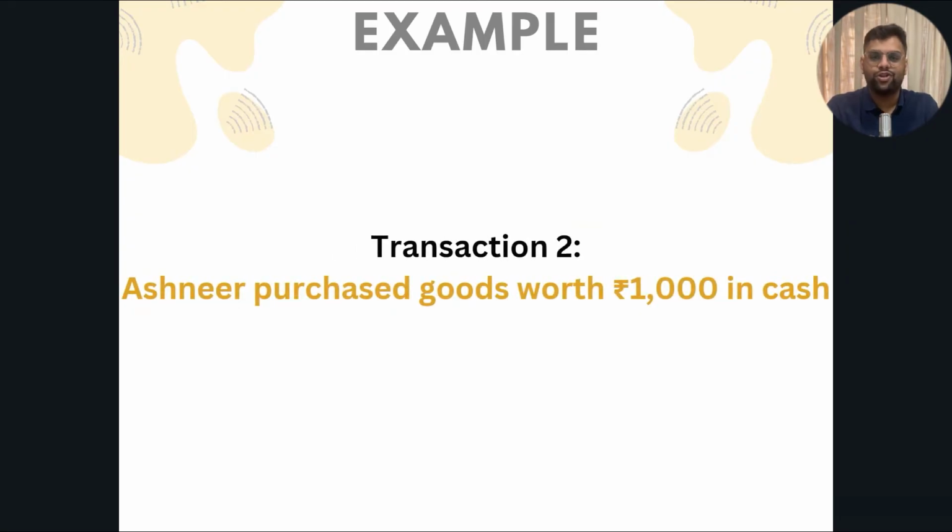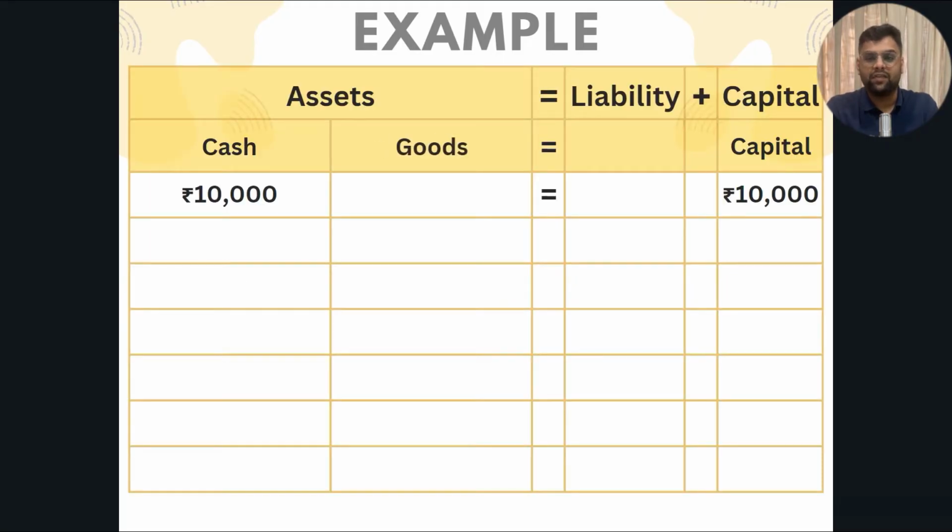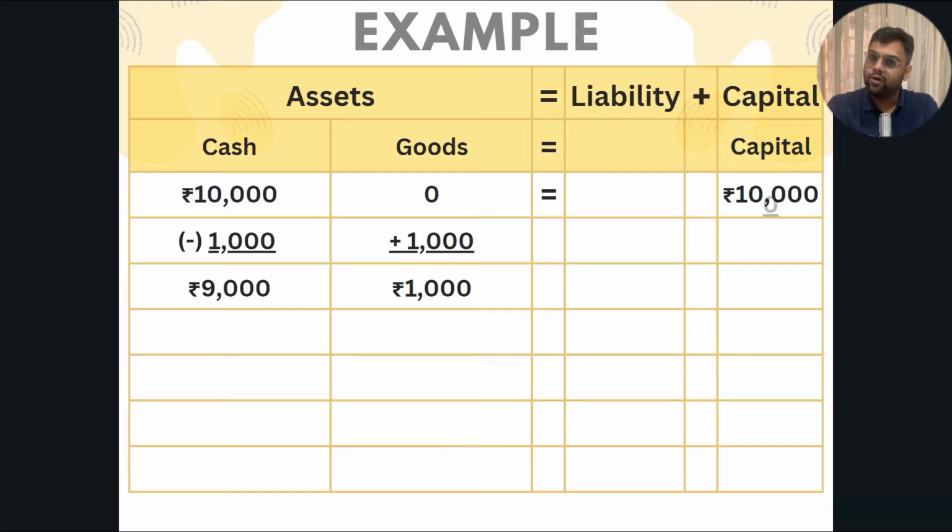Next, transaction 2. Ashneer purchased goods worth rupees 1,000 in cash. So, from a business perspective, a new asset called goods comes into picture. Goods increases by 1,000 and simultaneously cash reduces by 1,000 because you have to pay for the goods in cash. There are no changes to capital, so capital remains the same. Therefore, the new accounting equation is cash 9,000 plus goods 1,000 is equal to capital 10,000.